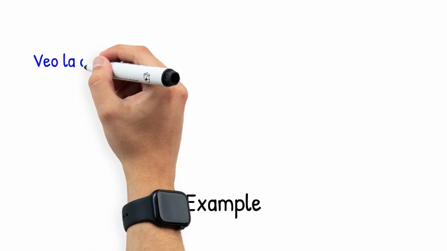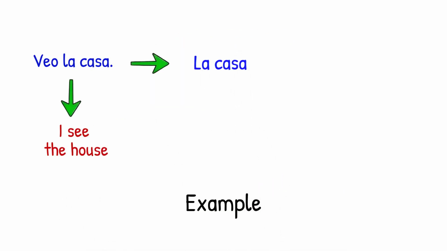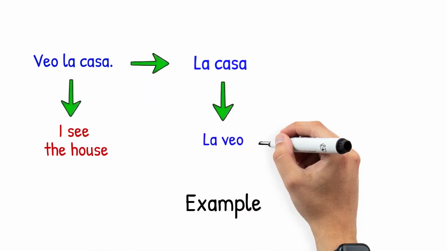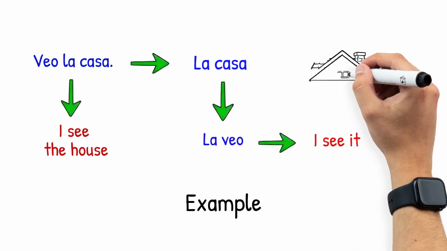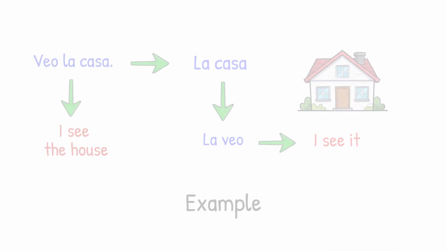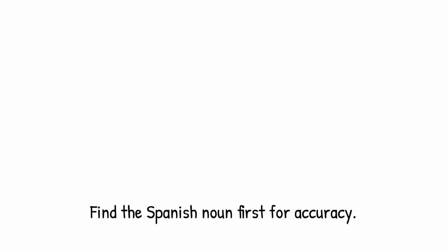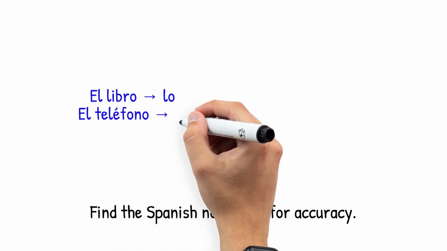Now look at this one. Veo la casa. I see the house. What noun are we replacing? La casa. Is it el or la? It is la casa, so we use la. Veo la casa. La veo. So the beginner trick is not translate it. The beginner trick is find the Spanish noun first.